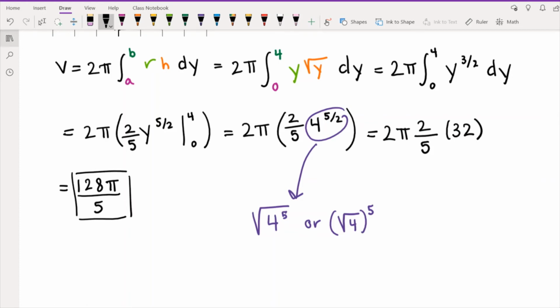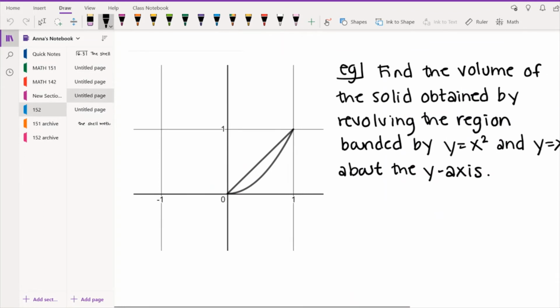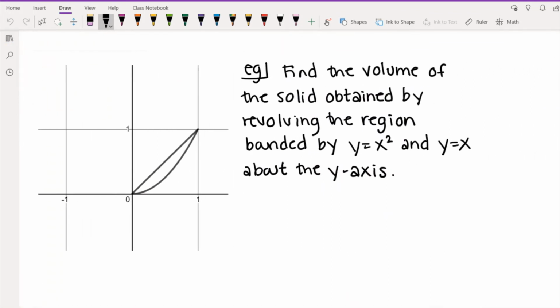Okay, so next up, we're going to do a couple of examples that are going to be with respect to x again, but they're going to be a little trickier in a couple of ways. So for this first one, we're going to find the volume of the solid obtained by revolving this region. We have y is equal to x squared, that's the curved bottom part, right? It would continue like that and be a parabola. And then we have y is equal to x, and that's the straight part, that's the line.